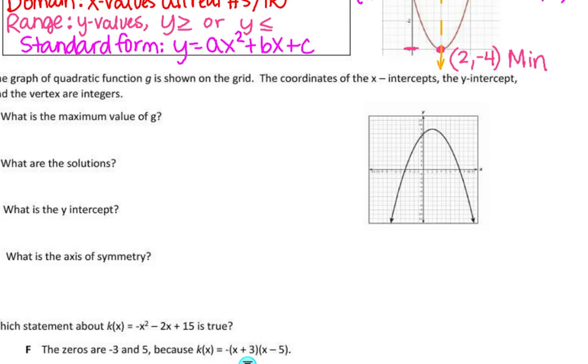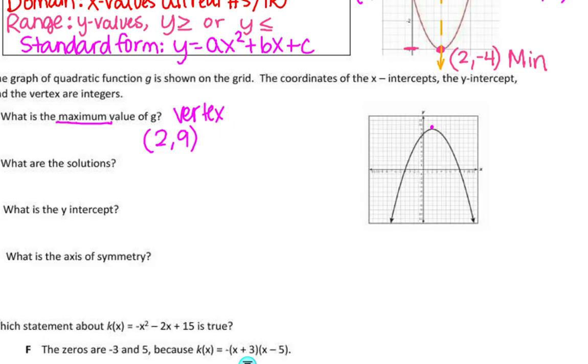Okay, so what is the maximum value of g? So our maximum value, we're going to be talking about our vertex here. Our maximum is going to be right here at this point. Kind of hard to see on the computer, but if you look closely at your paper, you will find that to be at the point (2, 9). And that guy is our vertex, and we call him our maximum. All right, the solutions.